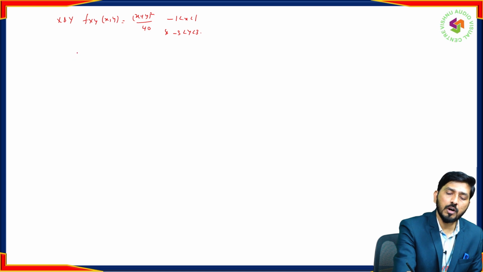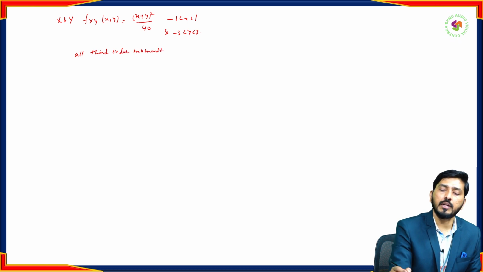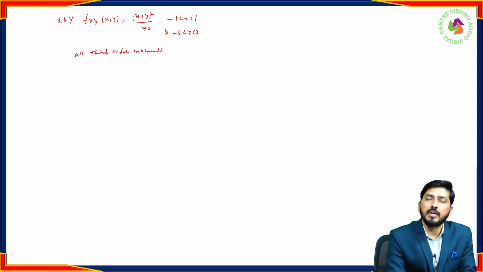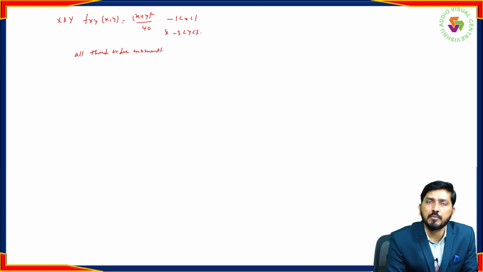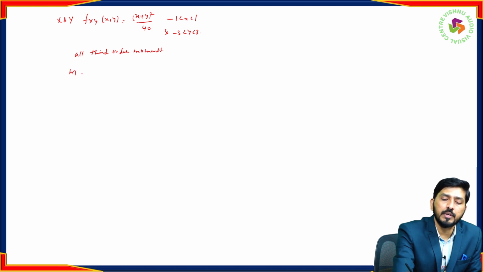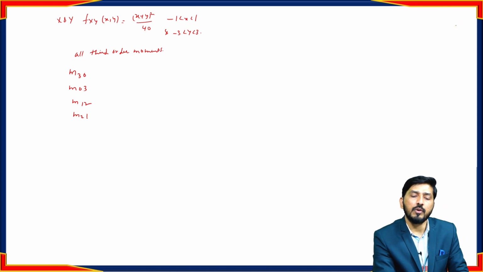And the question is, find all third order moments. When anyone asks for third order moments, that means moments about origin only. If moments about the mean are meant, it will be specifically mentioned, or you will be directly asked for the third central moment, the third joint central moments between two random variables x and y. So third order moments means M30, M03, M12, M21. All these you have to find.